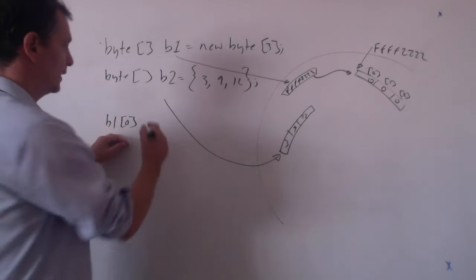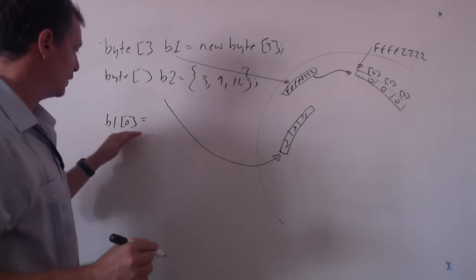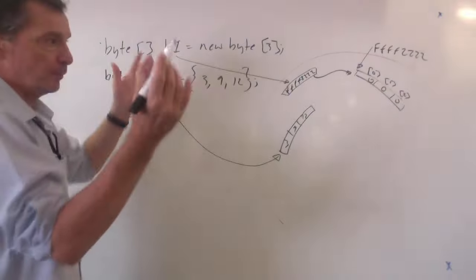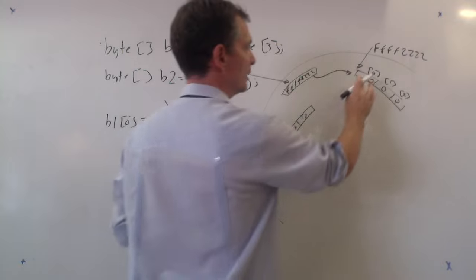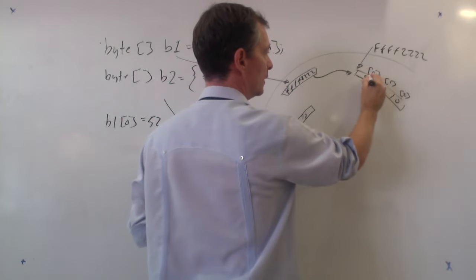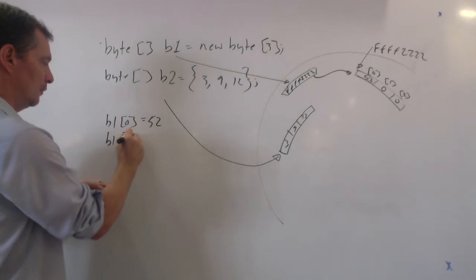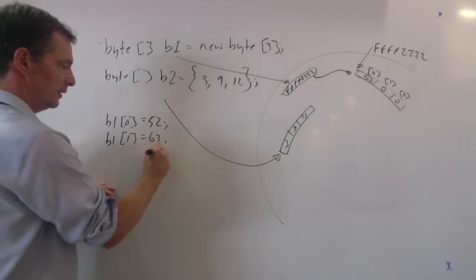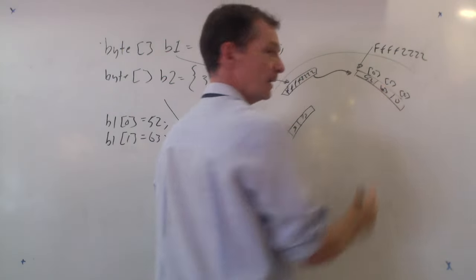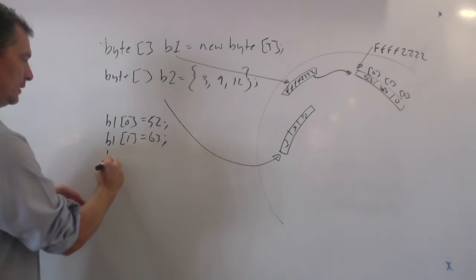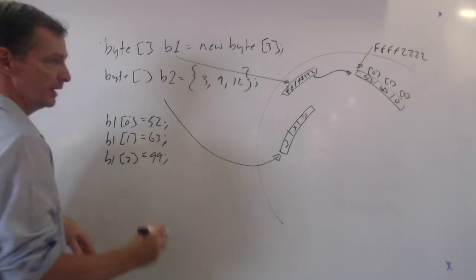B1[0] is going to be assigned. You can still see this, right? Because we have the sun out there. B1[0] is going to be, oh, there we go again, is going to be 52. So no longer is it 0, it's 52. We'll go B1[1], 63. And we'll finish it off with B1 element number 2. It's going to be 99.